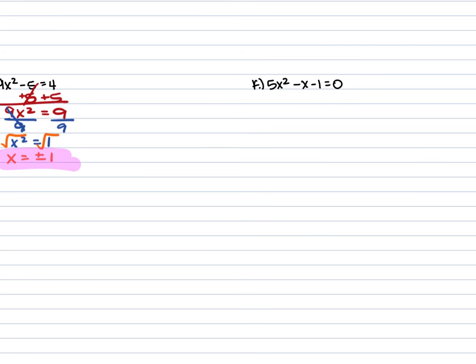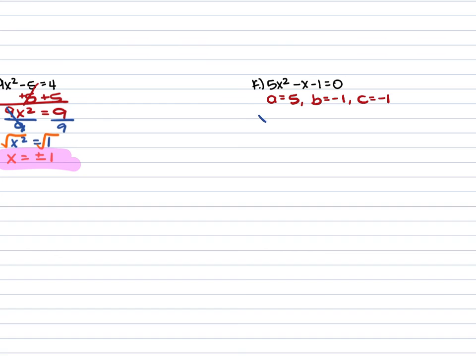For example F, we have 5x squared minus x minus 1 is equal to 0. If I multiply the 5 times the negative 1, it gives me negative 5. There are no factors of negative 5 that add up to be negative 1, so I'm just going to use my quadratic formula for this one. Our A is 5, B is negative 1, C is negative 1.